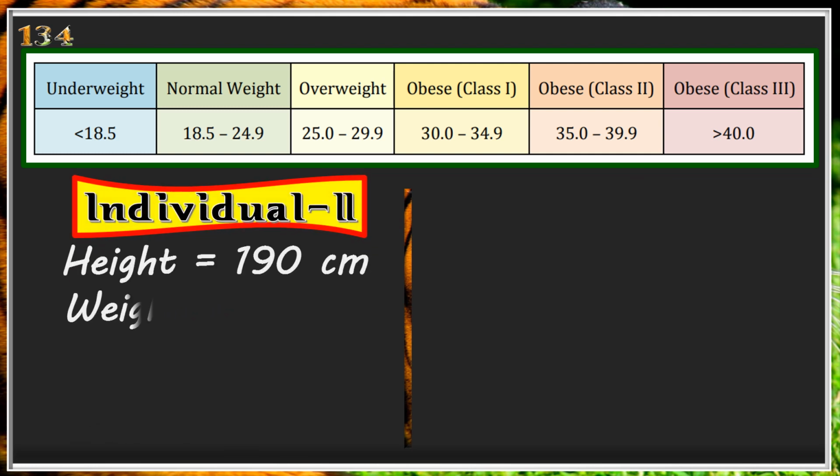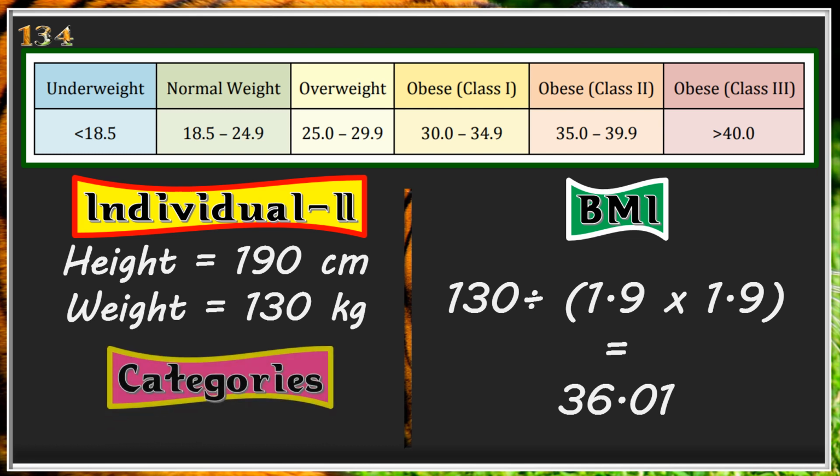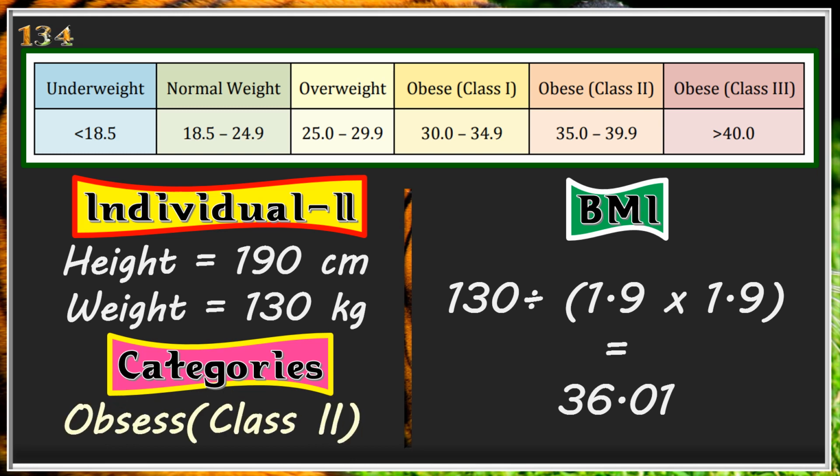We have individual 2 with a height of 190 centimeters. His weight is 130 kilograms. The body mass index will be 130 divided by 1.9 times 1.9. And this gives us 36.01. So the category is obese class 2.